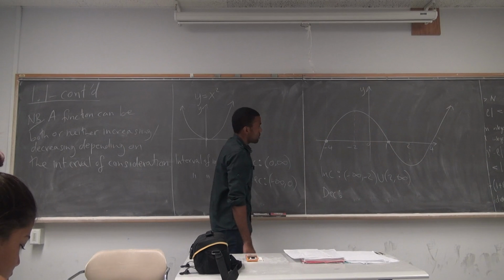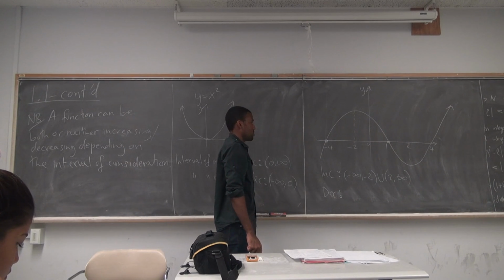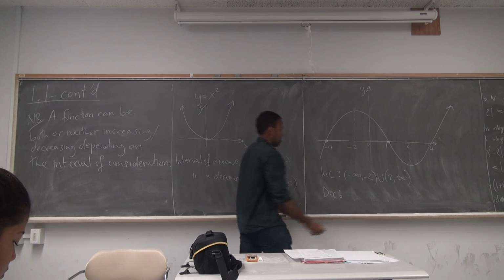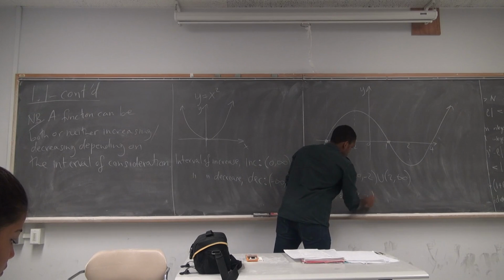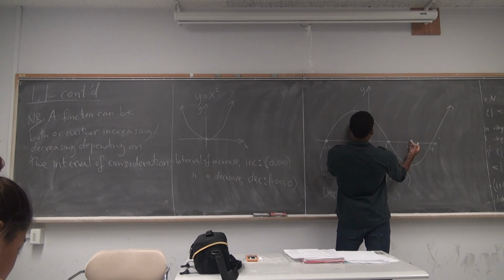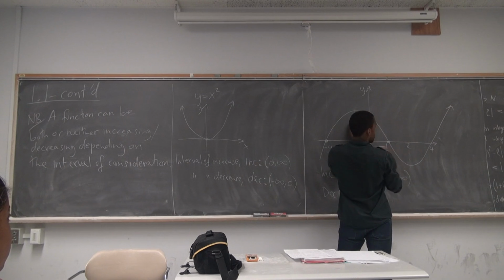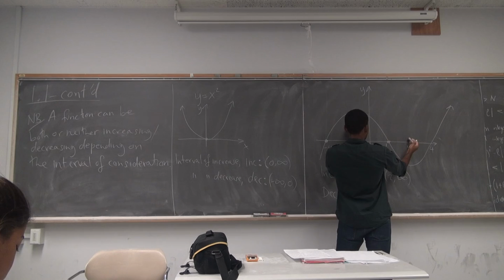So 2 to infinity is the other one. And decreasing? Negative 2 to 2. So between here, notice that I'm going down as I move from left to right. So we're decreasing in that region. That happens between negative 2 and 2.